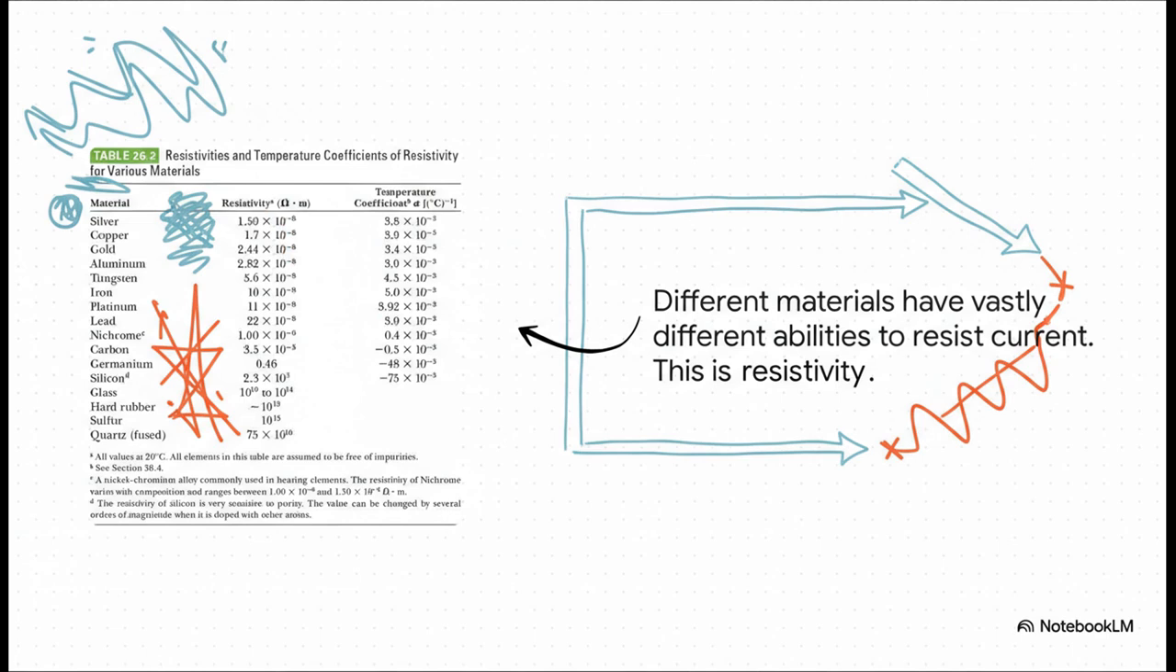Just look at this chart. Way up at the top, you have materials like silver and copper. Their resistivity numbers are tiny. They're basically super highways for electrons. But then look down at something like nichrome. Whoa, that number is way, way higher. It's designed to be a traffic jam.